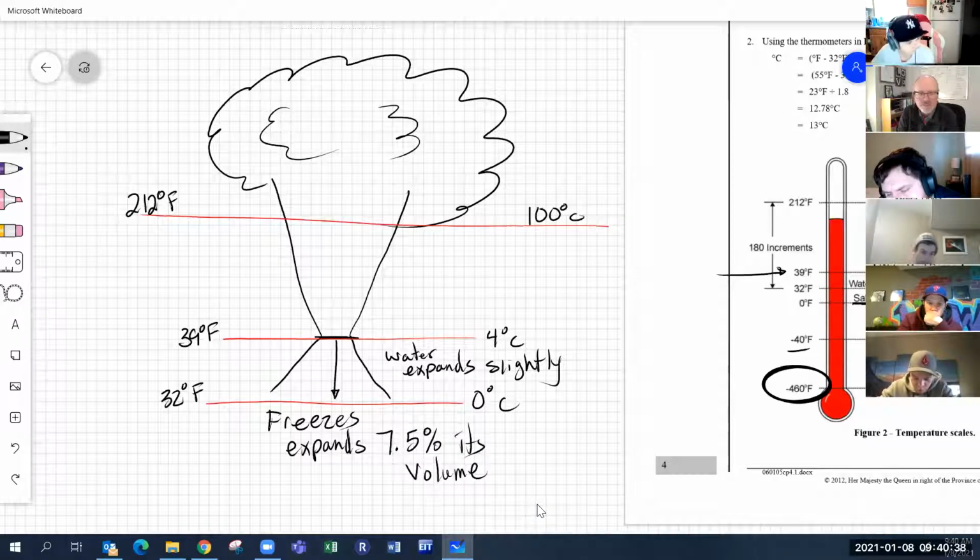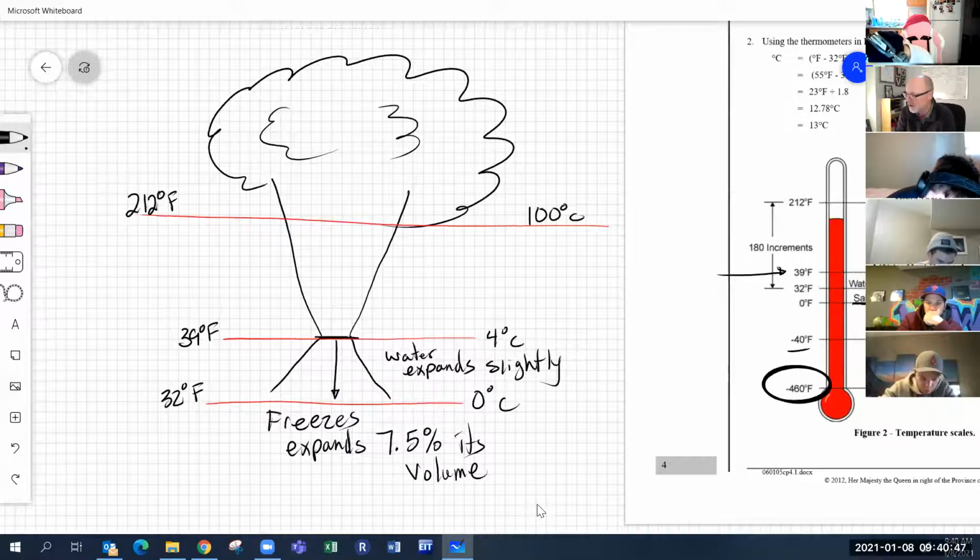When water freezes, it expands 7.5% of its volume. That's why it splits pipe. It splits copper pipe right down the seam because it expands and has nowhere to go, and it expands right in the copper pipe. And that's why it splits if it freezes in copper pipe.